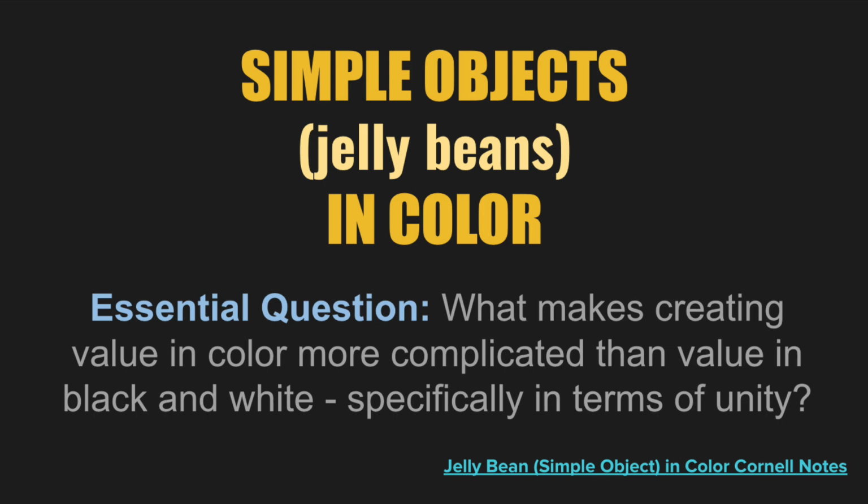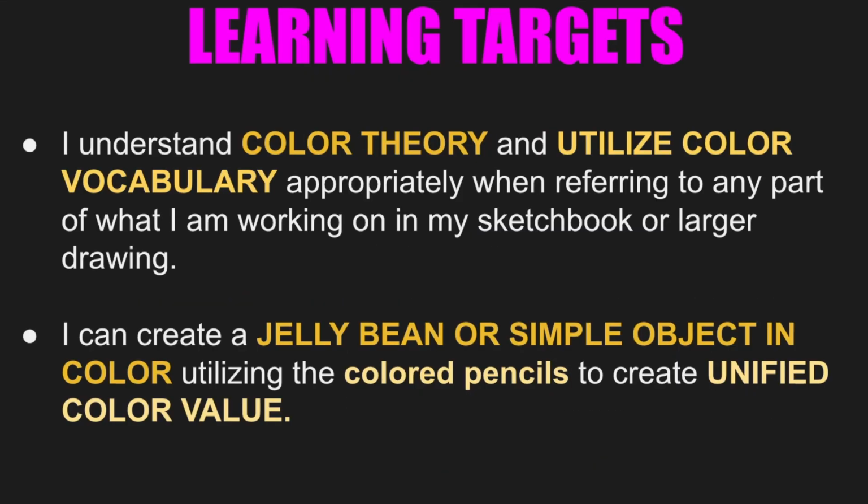Again, you can use the Cornell notes that are linked in the bottom right of this presentation to take some notes for yourself so that you don't have to have the presentation open the whole time. You could also use any notes that you take on any quizzes that we might have. The learning targets for this unit are: I understand color theory and utilize color vocabulary appropriately when referring to any part of what I'm working on in my sketchbook or larger drawing. I can create a jelly bean or simple object in color utilizing the colored pencils to create unified color value.